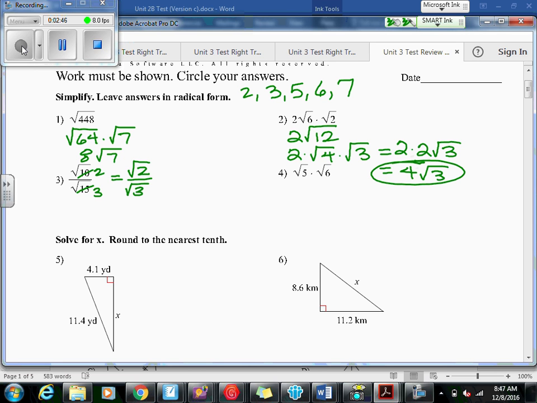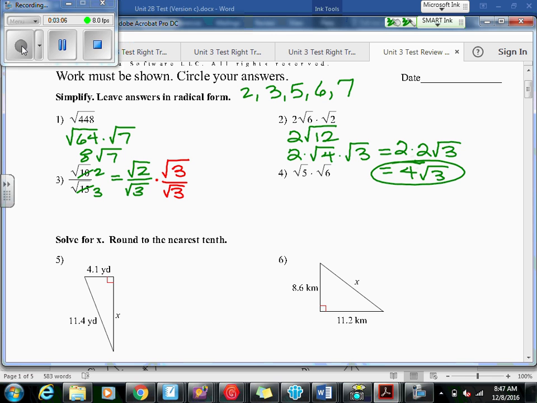I can't leave that though, because you know the rule, you cannot leave a radical in the denominator. So what you're going to do is you're going to rationalize. And to rationalize, remember, you're going to multiply whatever radical is in your denominator on the top and on the bottom. So I'll multiply by the square root of 3 over the square root of 3.